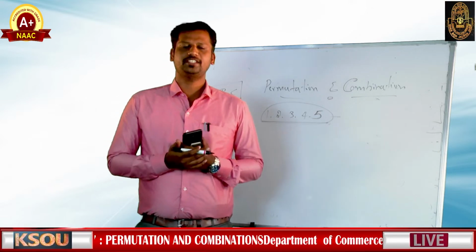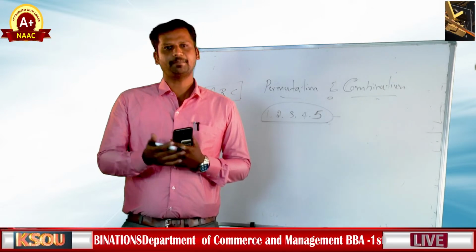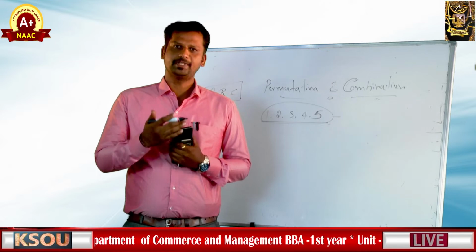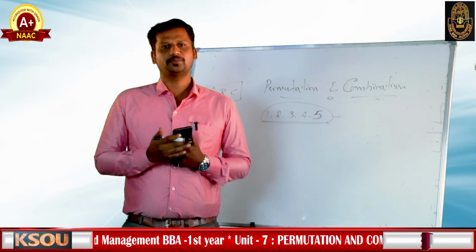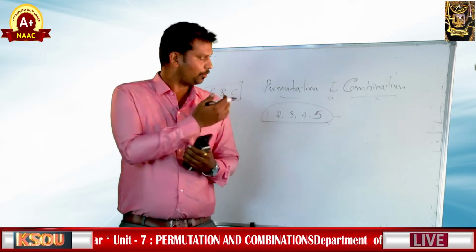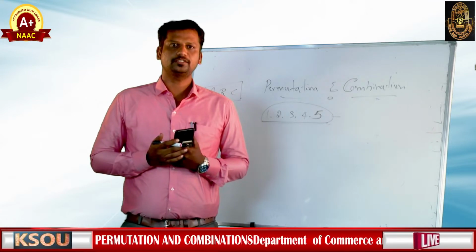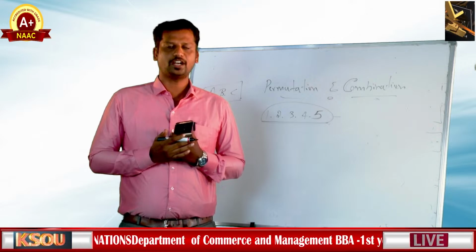In the last week we have completed almost the first part of the quantitative techniques: simple interest, compound interest, bills discounted, banker's discount, true discount. Now we go for the next block in quantitative techniques, that is called permutations and combinations.